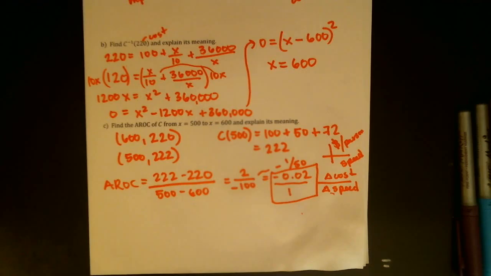So let me see if I can put it all together. I would say that if the plane has a ground speed between 500 and 600 miles per hour, we would expect the cost per passenger to decrease by approximately 2 cents per person for every 1 mile per hour increase in ground speed. Something along those lines would sound great.